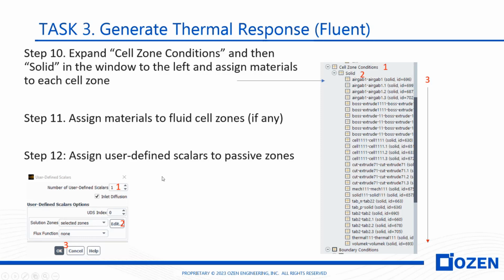Another critical one is we want to make sure we have user-defined scalars to solve the joule heating equation for passive zones. So we're going to use something called a UDS, or a user-defined scalar. And that is, once we solve, we're not only going to solve the energy equation, but we're also going to use the user-defined scalar so that we account for joule.